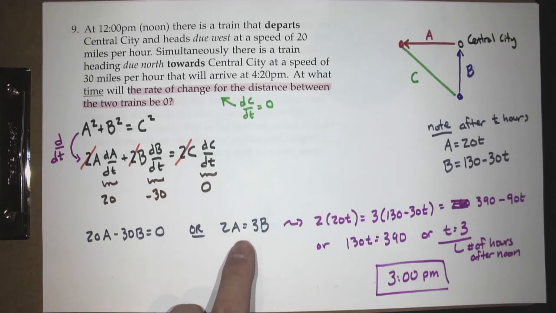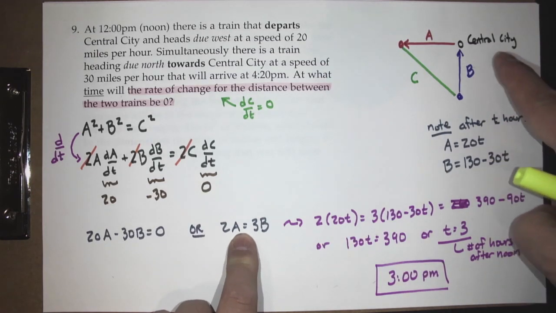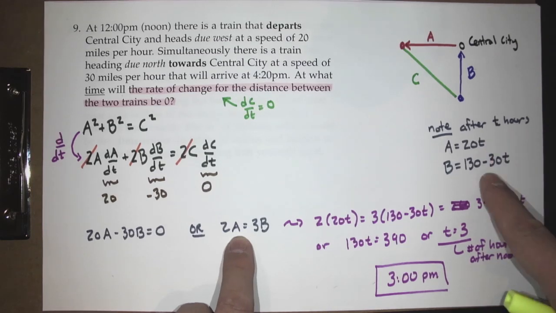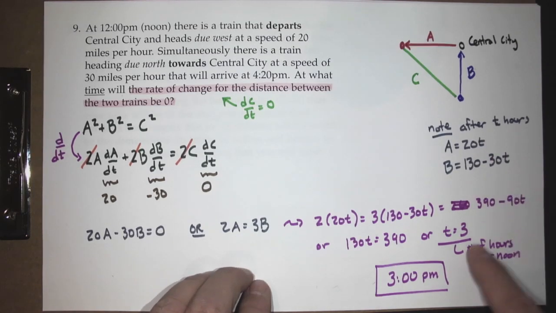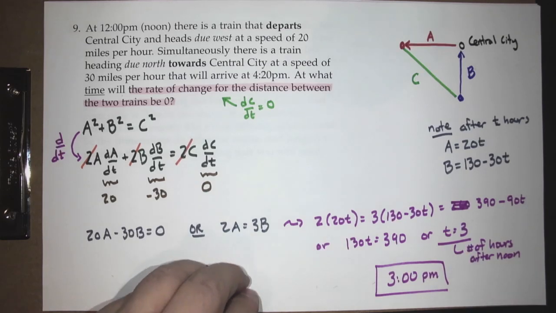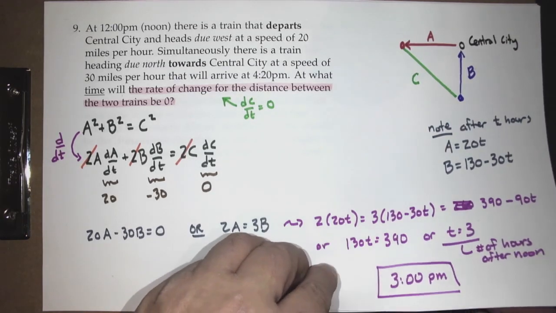But you can say, well, how big are A and B? So you can figure it out. Starting at noon and going for t hours, A is at 20t, and B is at 130 minus 30t. And if you solve for t, you get t equals 3. So at 3 p.m., the distance between the two trains is exactly changing at a rate of 0.